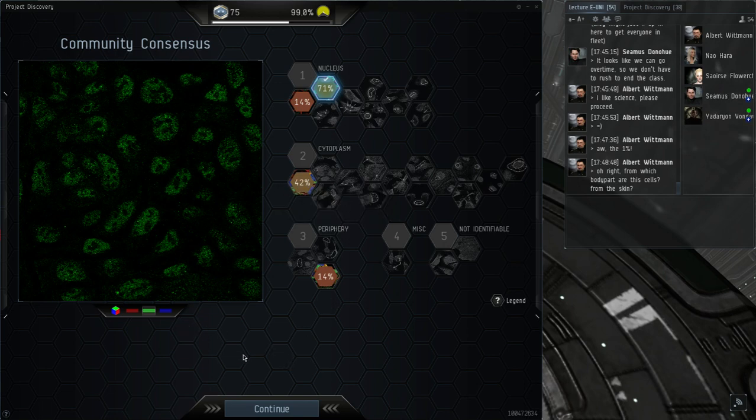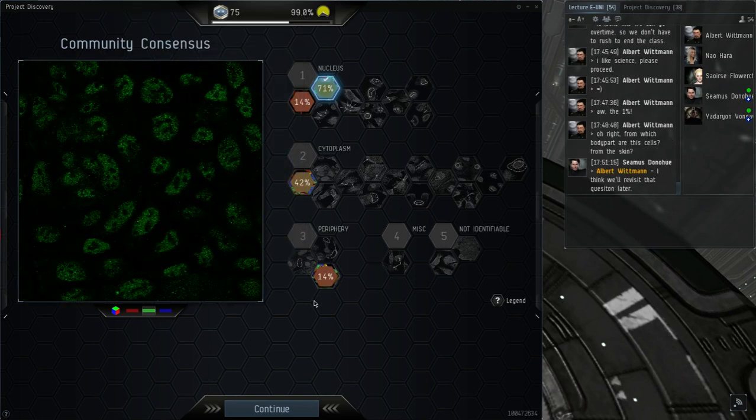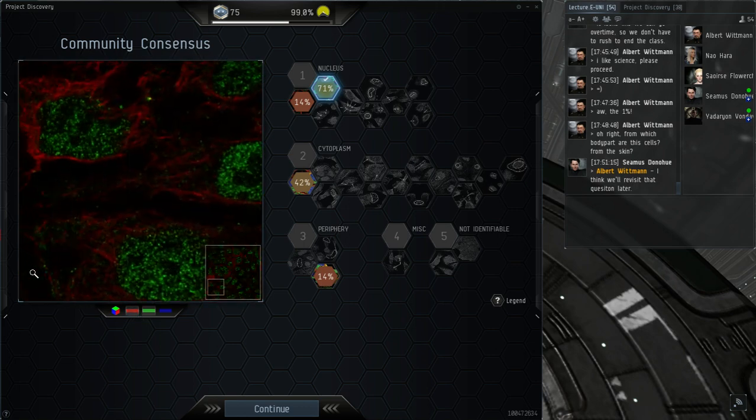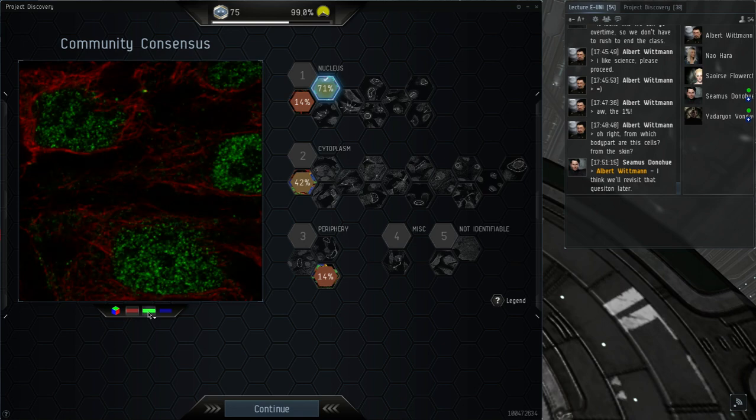And we can see that 70% agrees that this is nucleoplasm. Some people do think that this is cytoplasm, not so surprisingly. And then we have some people who say that this is plasma membrane, which I don't think it is, because you can see that the green is not going outside of the red at all.